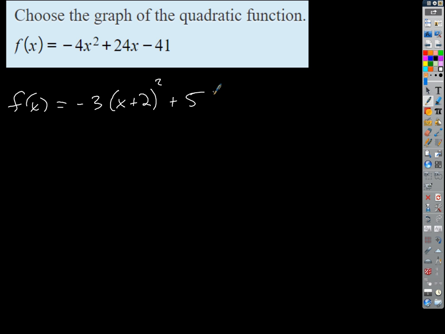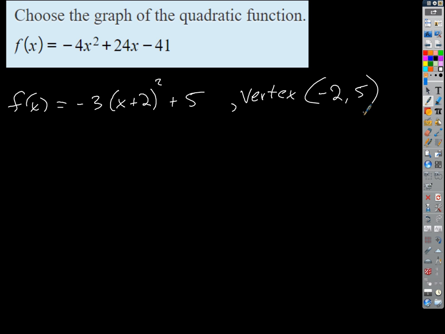So how would we graph that? What's our strategy? Okay, find the vertex, right? We're going to start with the vertex. Where's the vertex? -2, 5. -2, 5. Good. Because we can see that h is -2 and k is 5, right? So we know if the vertex is at -2, +5, that tells us where we start.